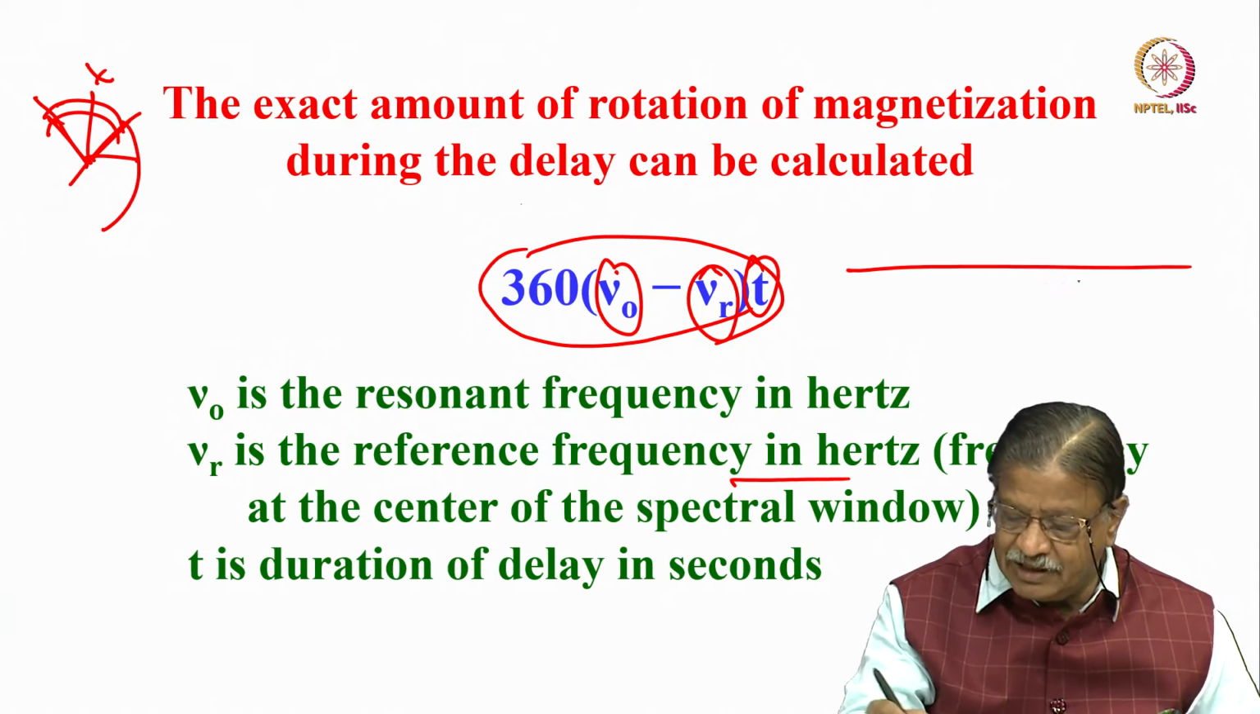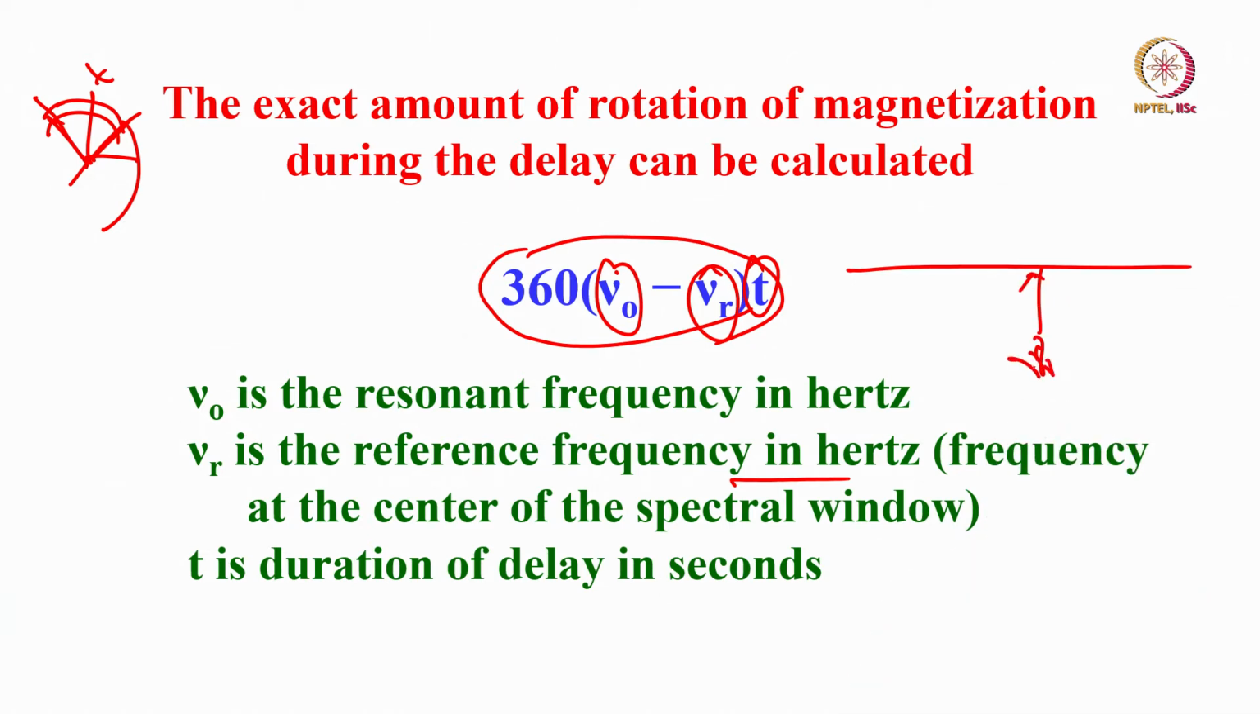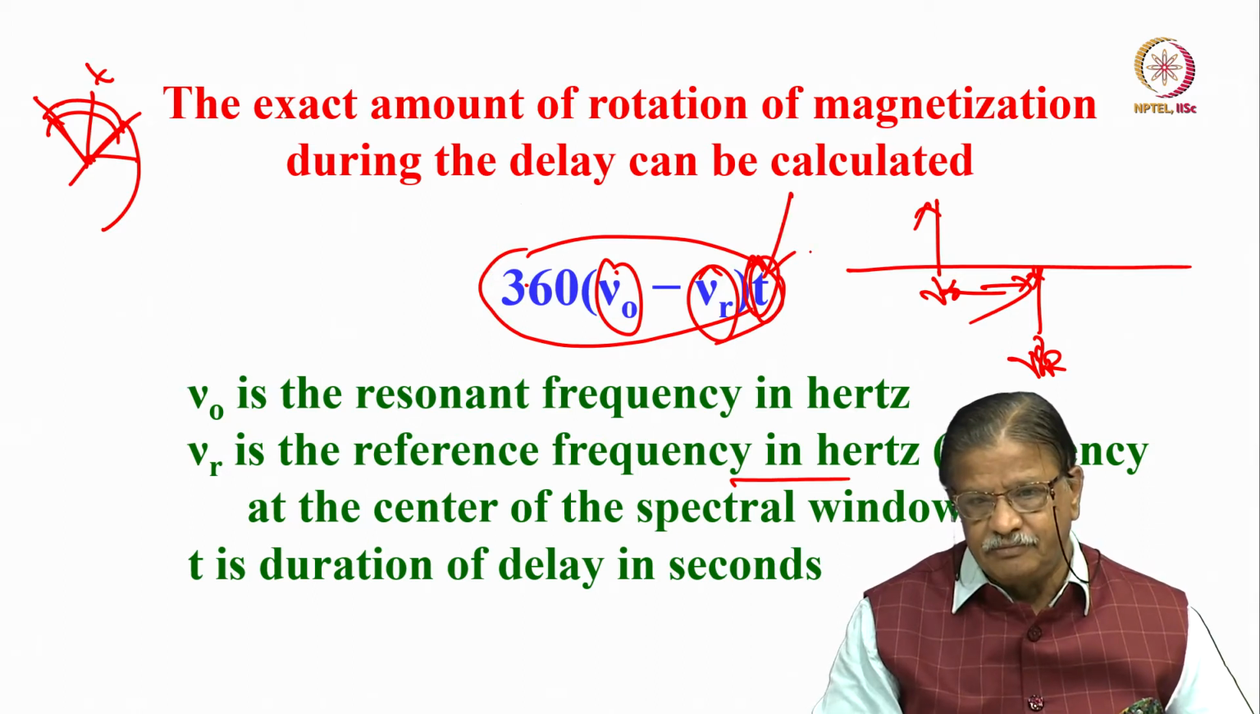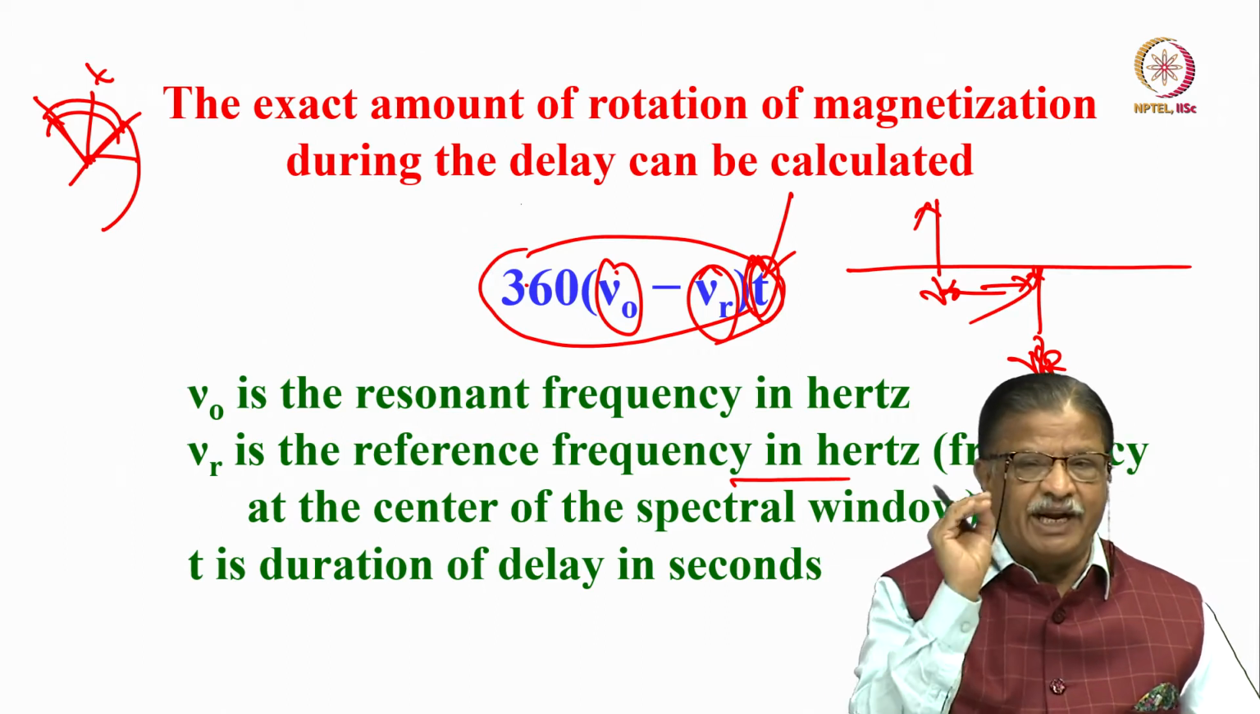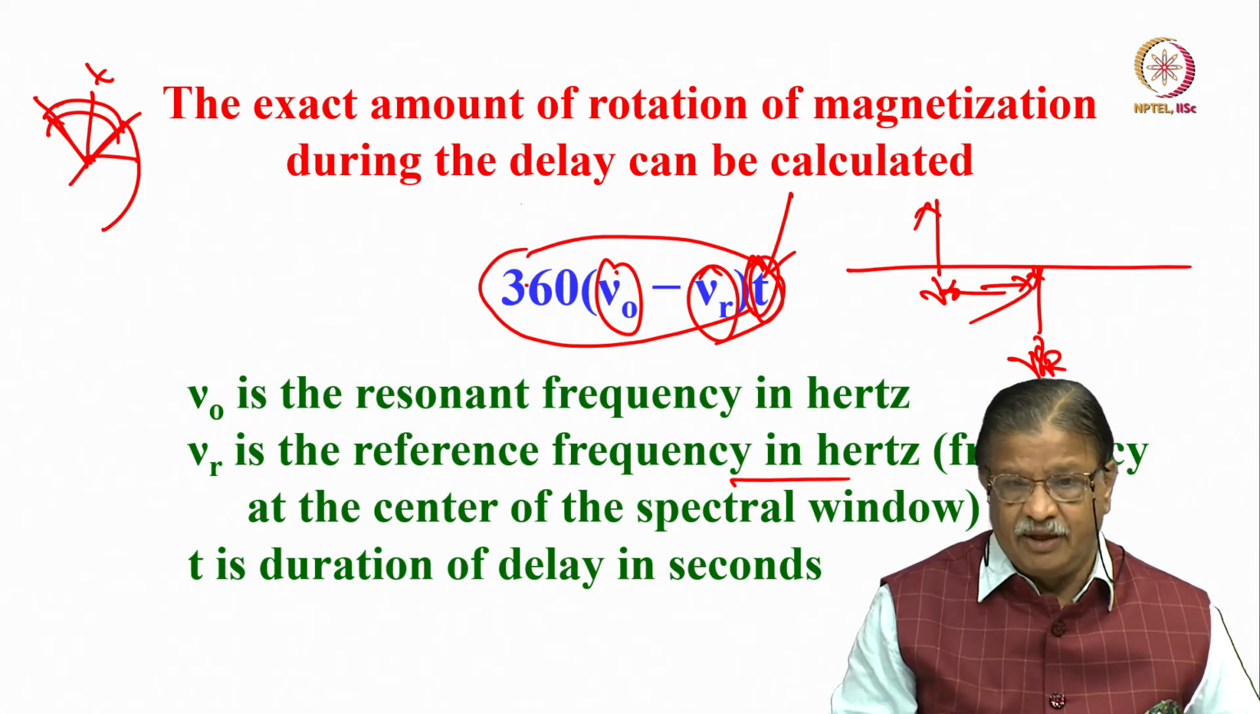For example, nu r, the reference frequency, is the center, and this is my resonating frequency nu naught. Then you have to calculate the frequency separation here. This is nu naught minus nu r, and then put this into the equation 360 times (nu naught minus nu r) times t. If you know t, you will find out how much it has moved, or if you know 90 degrees, you can find out how much time it requires to move by 90 degrees, how much delay you have to give, how much time you have to wait for the magnetization component to move by 90, 180 or 270 degrees.